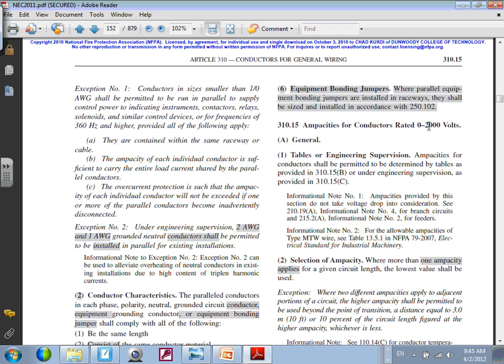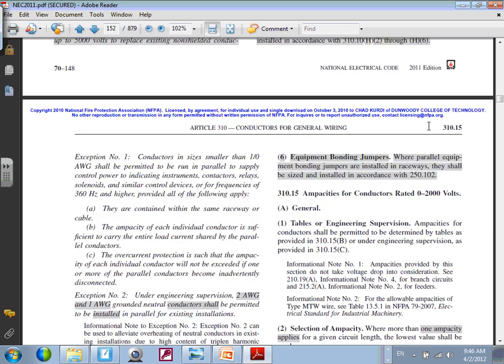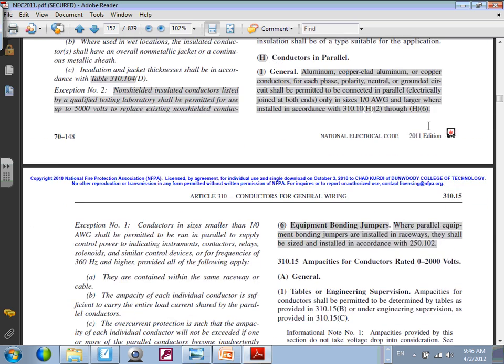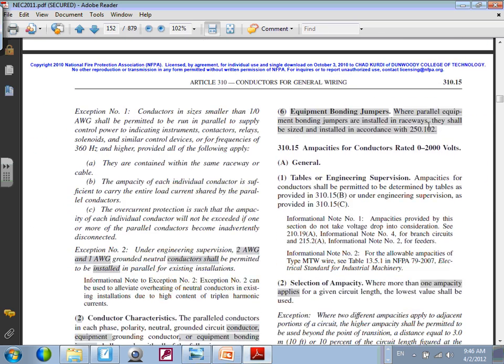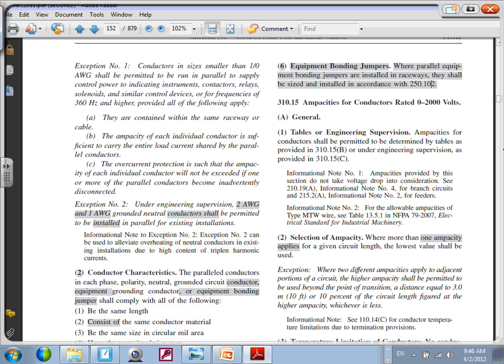This will be 310.10 H6. Okay. Ampacity conductor, guys, interested. This is where 90% of you guys will spend your career. Look at the voltage that they use, 0 to 2000.